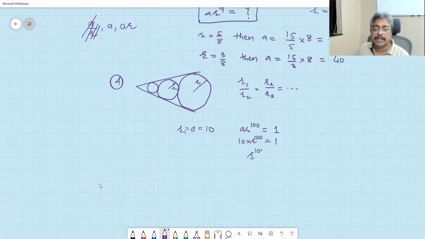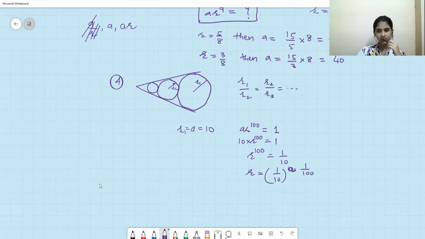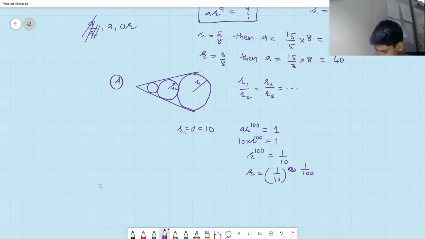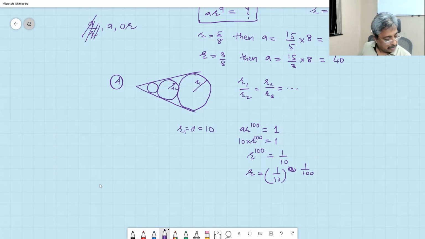Therefore R raised to 100 is equal to 1 upon 10. R is equal to 1 upon 10 raised to 1 upon 100. Correct? 100th root of 1 upon 10. Yes, sir. And now you want R raised to 1947, which is equal to A R raised to 1946. Is that correct? Yes, sir.